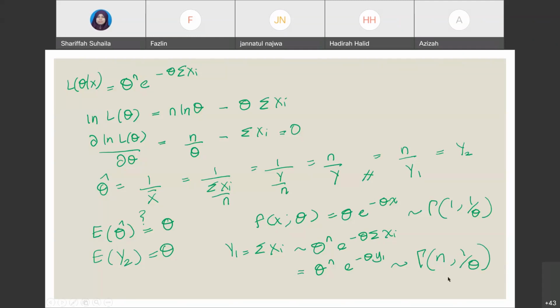Kamu punya parameter alpha is equals to n, your beta is 1 over theta. Okay, so ini theta exponential negatif theta x. So alpha dia equals to 1, beta dia 1 over theta. Tapi kalau theta^n exponential negatif theta summation xi, so summation xi itu katakanlah saya letak sebagai y1. So dia akan jadi gamma n, parameter dia masih sama lah. Kalau kamu cuba masukkan dalam dia punya original yang ni.